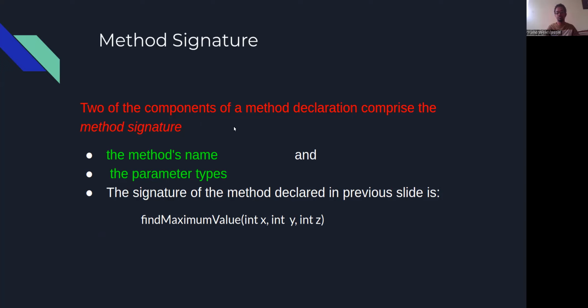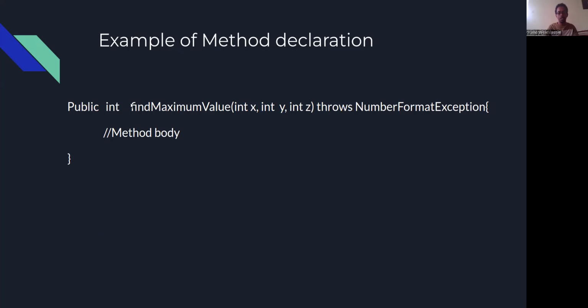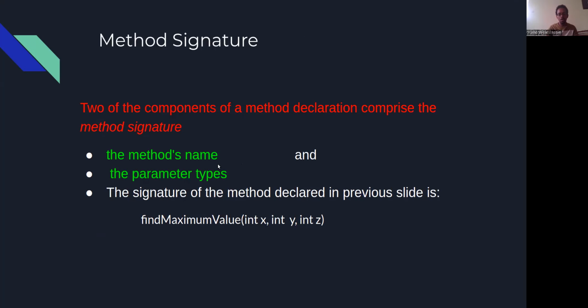For example, here, findMax is the name of this method, and this is the parameters. So out of the 6, only these define the signature of the method. This is very important when we deal with method overloading. As I told you, I will not deal with method overloading here.